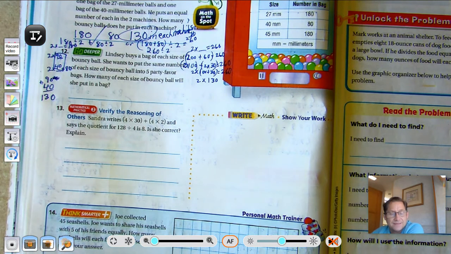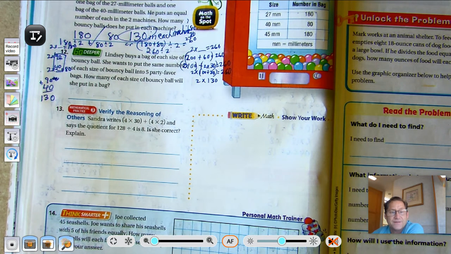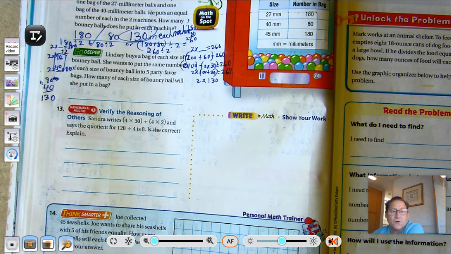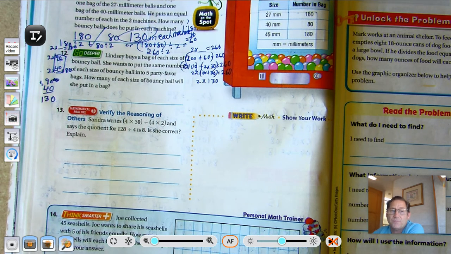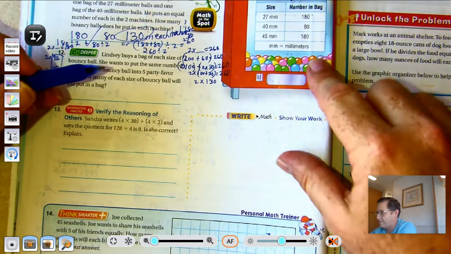Number 12. Lindsay buys a bag of each size of bouncy ball. She wants to put the same number of each size of bouncy ball into 5 party favor bags. How many of each size of bouncy ball will she put in each bag? Okay, so she's going to have one of each.